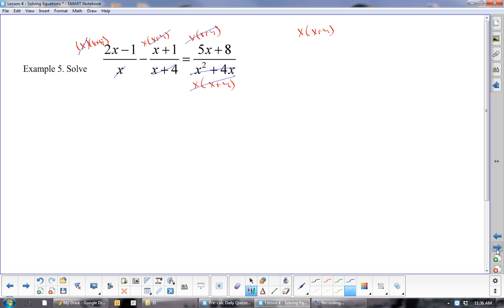Now there's different ways to go about this. I do find this the simplest. Now, that is 2x minus 1 times x plus 1, minus x times x plus 1, equals just 5x plus 8. So it cleans up pretty nice. Oh yeah, no, 2x. I just can't read my own writing. That's a 4 there.